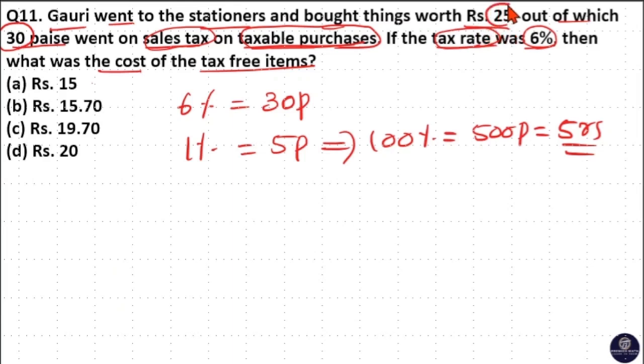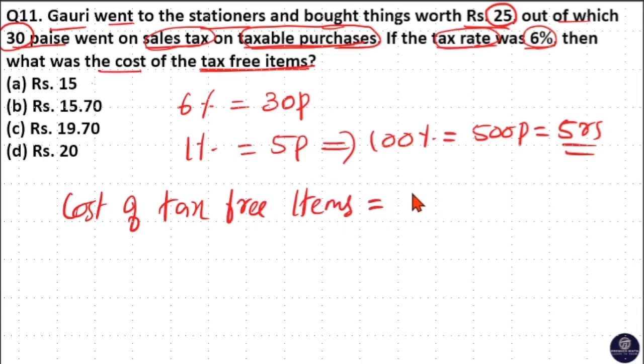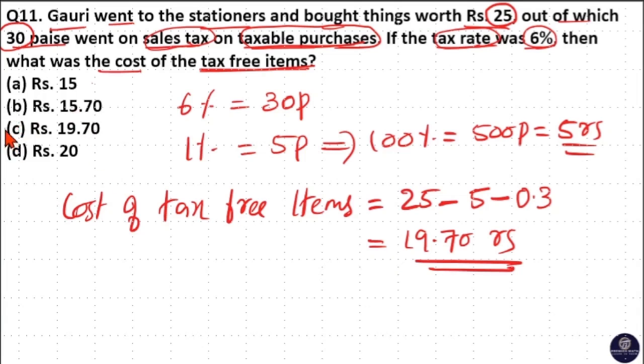Gauri totally purchased for 25 rupees, out of which 5 rupees is for taxable purchases and 30 paise went on sales tax. So remaining is the cost of tax-free items. So cost of tax-free items is equal to total purchase 25 minus 5 rupees for cost of taxable purchase, 30 paise for sales tax. 30 paise means 0.3 rupees. Total is 19.7 rupees. So option C is your answer.